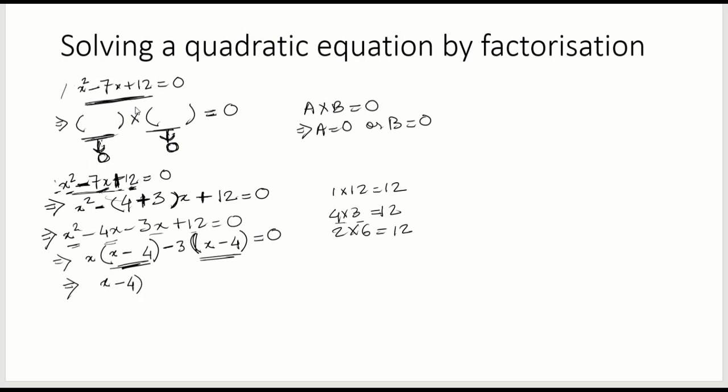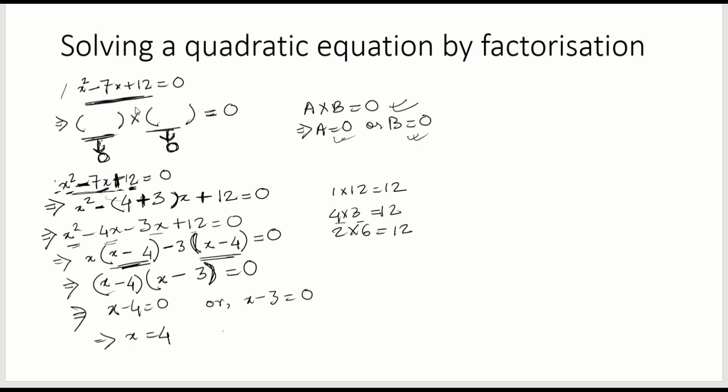We want to take it as common, and then we can write x into x minus 4 gives us x into x minus 4 again, minus 3, which gives us 3 into x minus 4 again. So we write here 0. From here, similar to what we discussed, a cross b equals 0. That means a equals 0 or b equals 0. Similarly, here we get x minus 4 equals 0 or x minus 3 equals 0. From here we get x equals 4 or x equals 3.